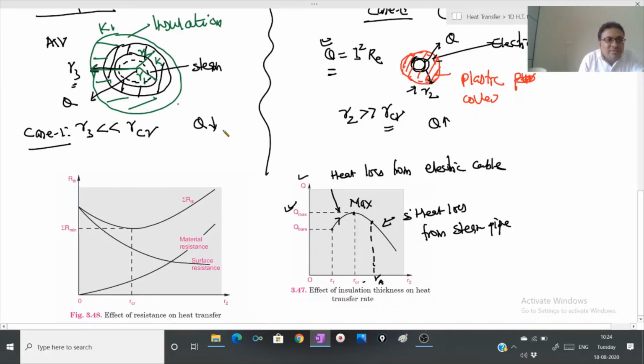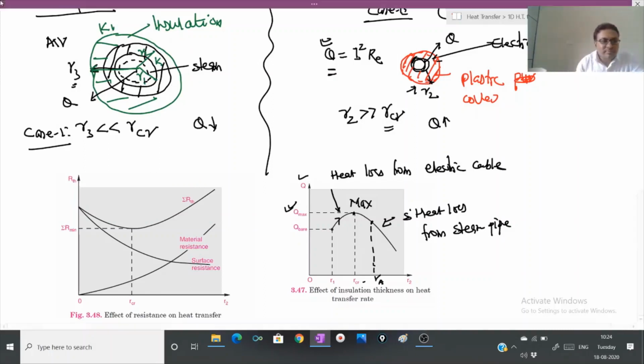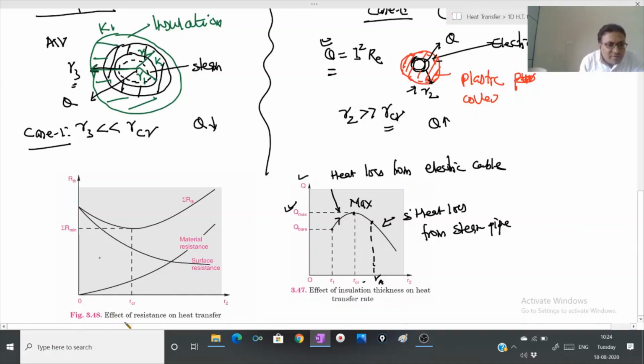when heat transfer is taking place through the cylinder, conductive thermal resistance is offered by the material of the cylinder and insulating material, and convective thermal resistance is offered by the outer radius of the cylinder. So if the radius is less than the critical radius, under such condition what is happening? Material resistance is increasing, you can see here, and surface resistance, that is convective thermal resistance, is decreasing.